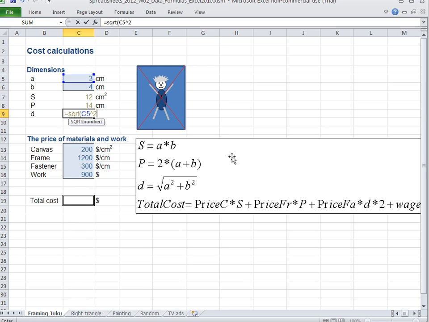Okay, so we got 3 squared, and now we want to say plus C6, Alt, hold it down, 94, release Alt, we got the roof sign, and to the power of 2 again. And this all is going to be entered in the parentheses of SQRT. So 3 times 3 is 9, 4 times 4 is 16, 9 plus 16 is 25, and the square root of it is 5.